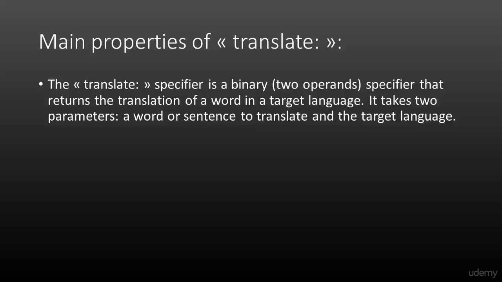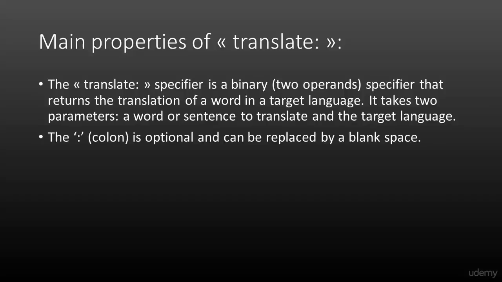The translate specifier is a binary specifier. It takes two operands, the word that you want to translate and the target language. The colon is optional, it can be replaced by a blank space. For example, you can write translate blank space love blank space French. It's going to translate love in French.